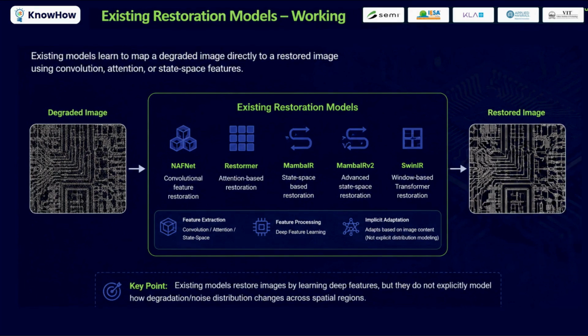Our first question was not which neural network should we use. Our first question was what does the degradation actually look like in the KLA data? Existing restoration architectures gave us powerful feature extraction and reconstruction mechanisms. But our concern was different, whether the degradation itself changes across different spatial regions of the semiconductor image. So, before designing the architecture, we investigated the data.